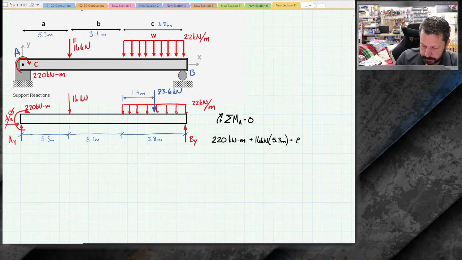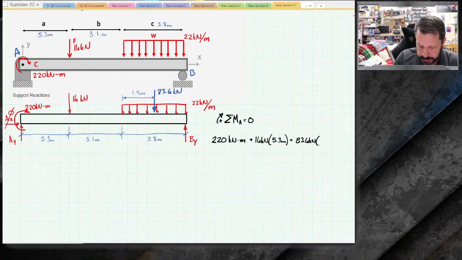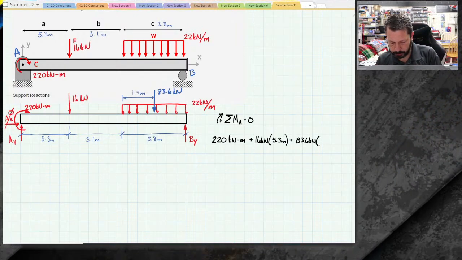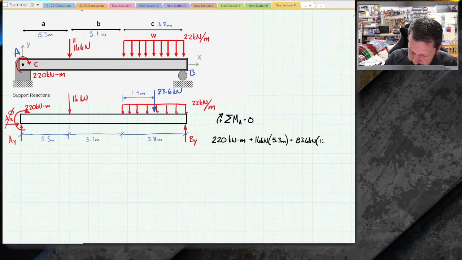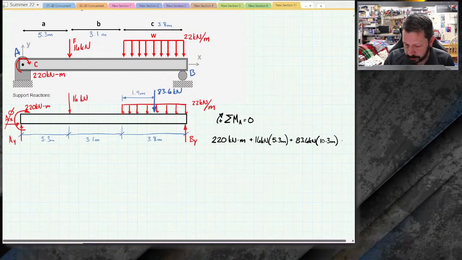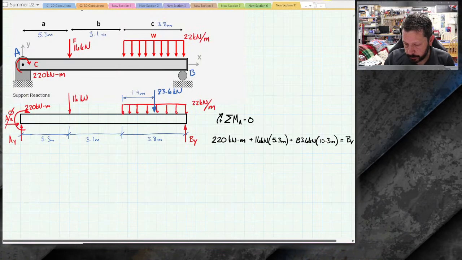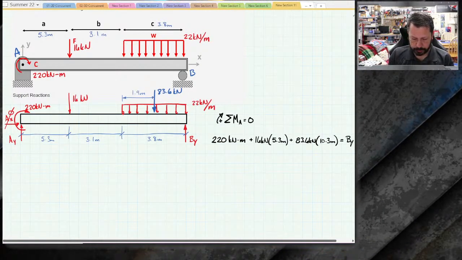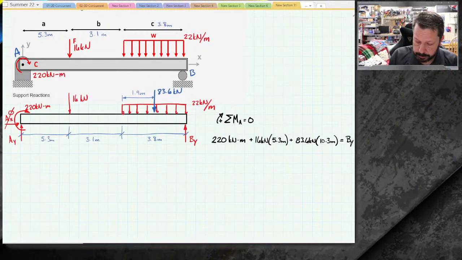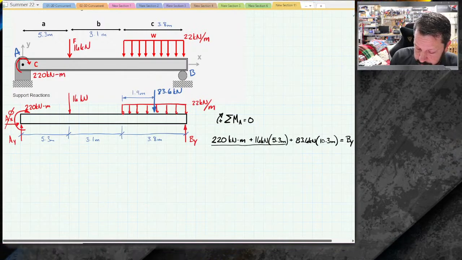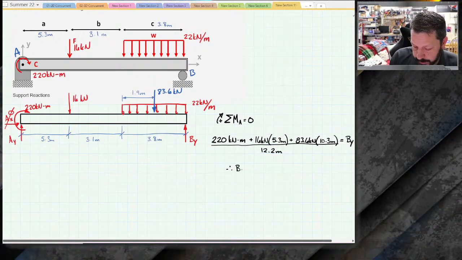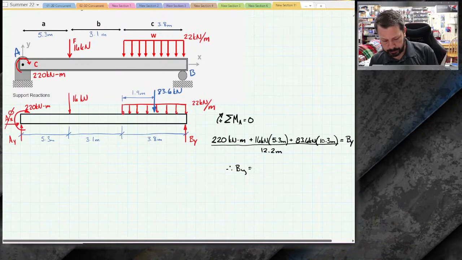plus 83.6 kilonewtons times whatever this adds up to be: 5.3 plus 3.1 plus 1.9 is 10.3 meters. And then equals BY times 5.3 plus 3.1 plus 3.8. So BY would be multiplied times 12.2, but instead I'm going to divide the other side by 12.2 meters. And that'll let us solve for BY.